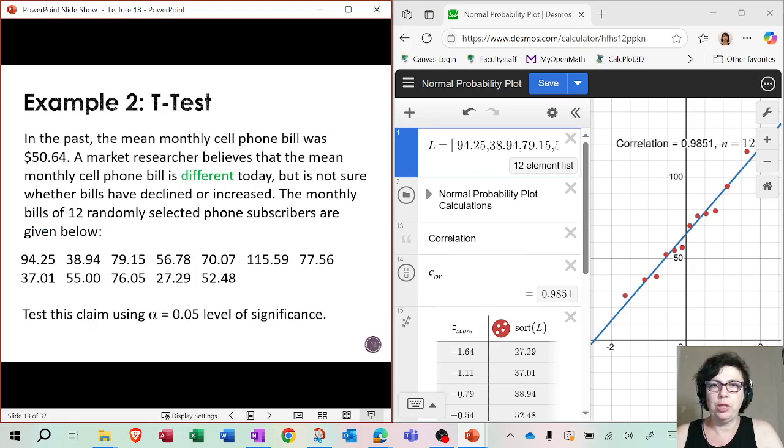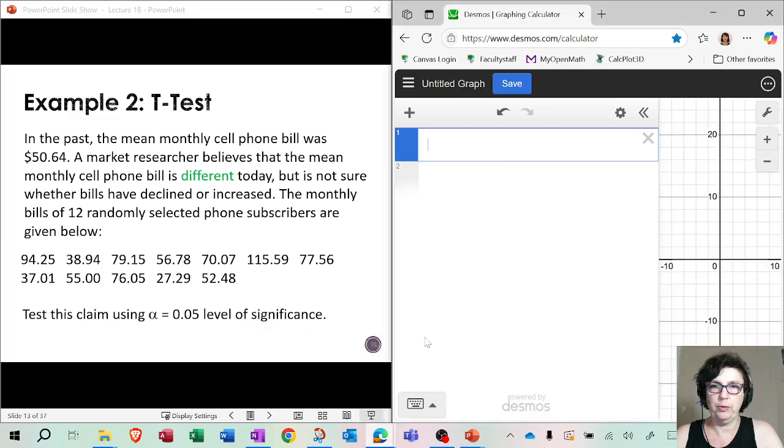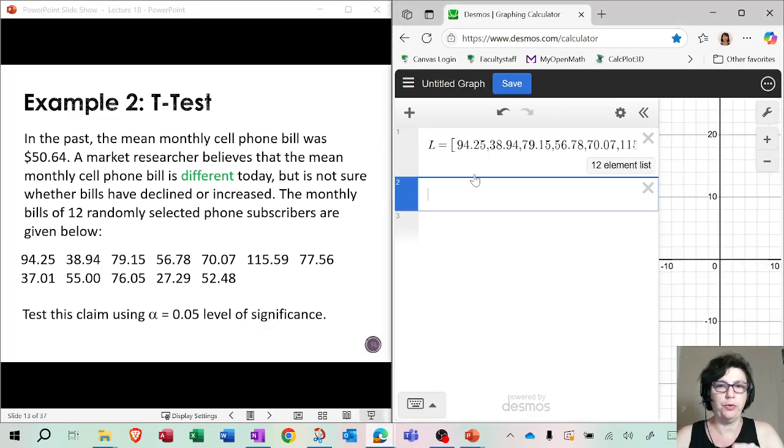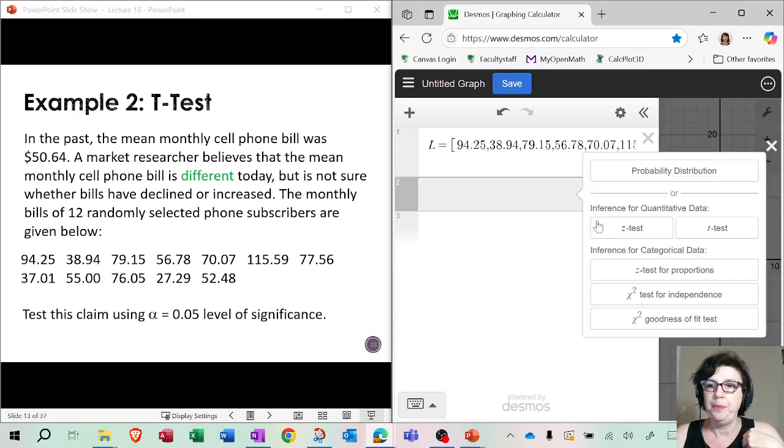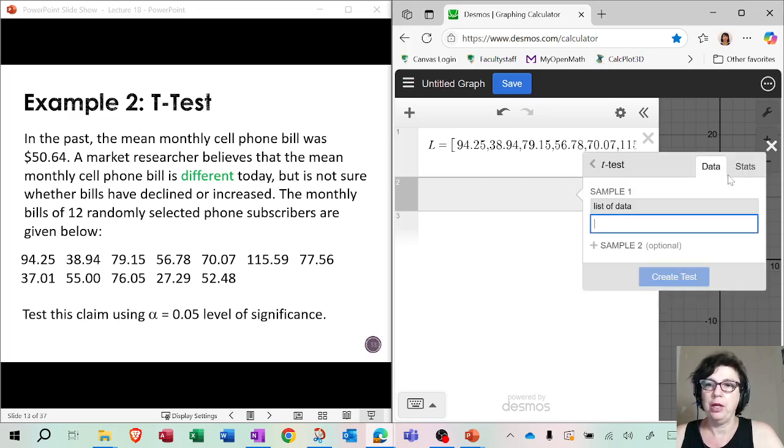Okay, so I'm going to take this data and go back to a blank worksheet and start from there. I got the data into Desmos, so I want to go ahead and do the test. Very easy. You just click on the plus sign, just like in the previous example. Click on inference. This time, because this is the mean, we're using the t-test. But what's different? Now we're not given the summary, like the mean, standard deviation and sample size. We actually have the data. We just pasted that into Desmos. So all you have to do is say that you are using list L that you just defined, and then click on create test.